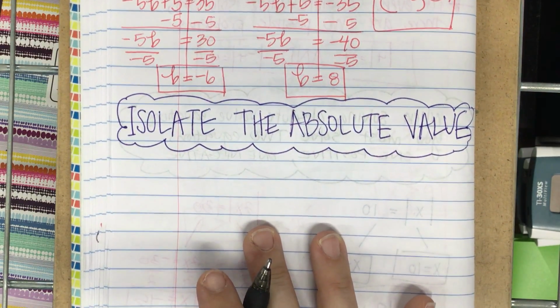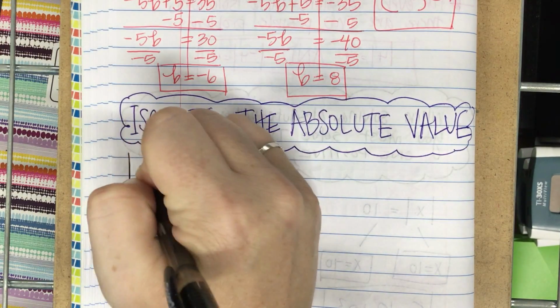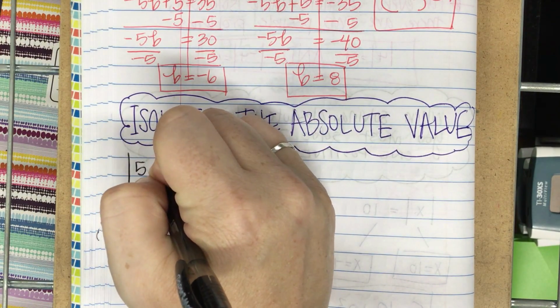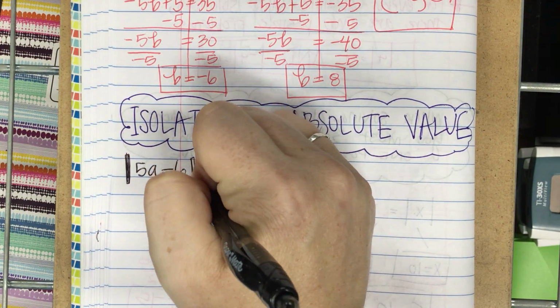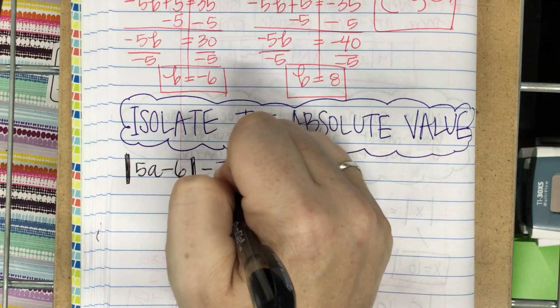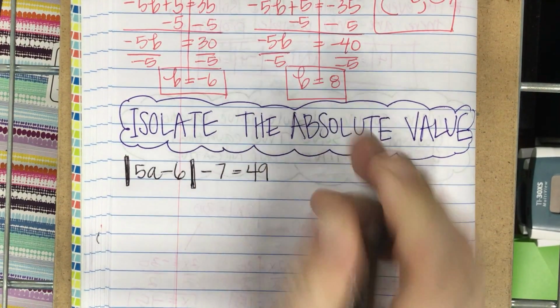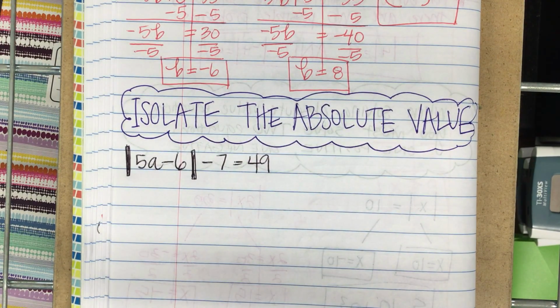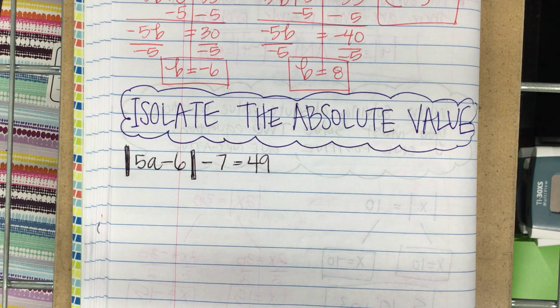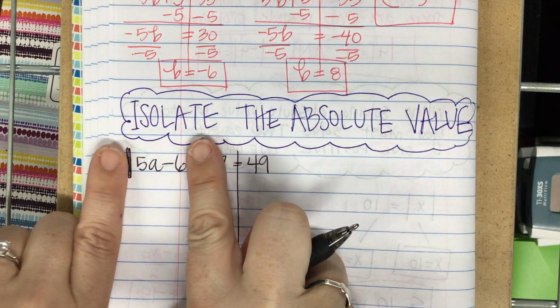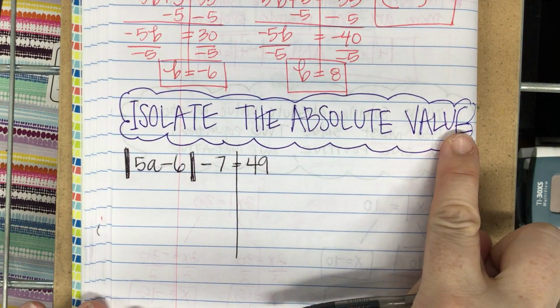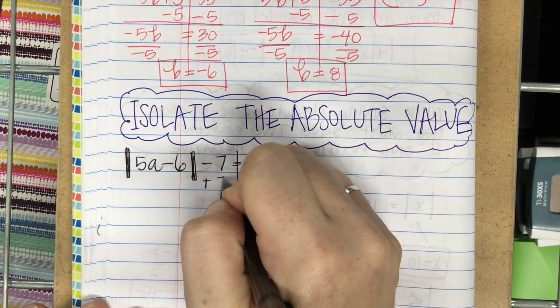For example, the absolute value of 5a minus 6 minus 7 equals 49. So I have the absolute value of something minus 7 equals 49. Is the absolute value by itself? No, there's not. There's a minus 7 on the same side as the absolute value. So I have to isolate it first. So I'm going to add 7 to both sides.